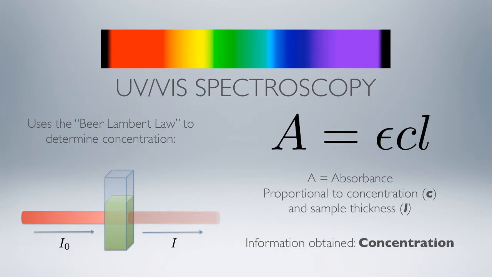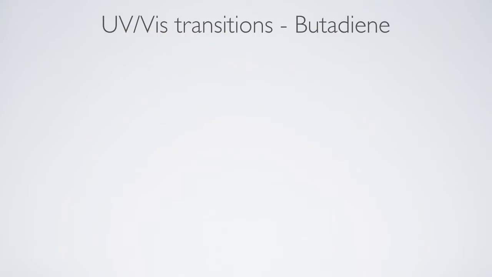So let's have a look at a very simple molecule, butadiene. So butadiene, very simple molecule. It has 4 carbons, 6 hydrogens, and 2 carbon-carbon double bonds inside that molecule. Now these double bonds are what we call pi bonds. And if we look at this, this means that each pi bond has 2 electrons.